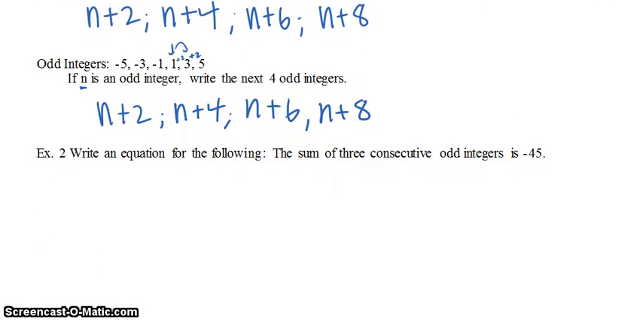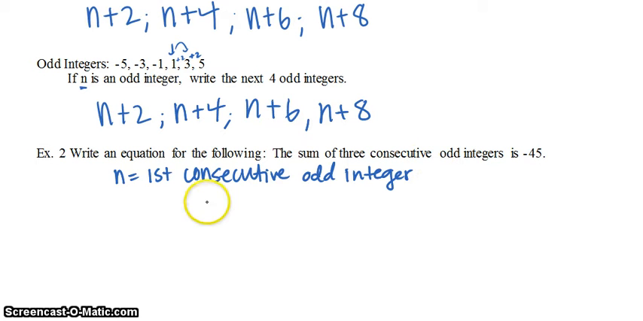And now, example 2. Write an equation for the following. The sum of 3 consecutive odd integers is negative 45. Well, I'm going to say n equals my first consecutive odd integer. Okay, so we need to have 3 consecutive odd integers. So if n is the first one, the next one's going to be n plus 2, plus, the next one's going to be n plus 4.